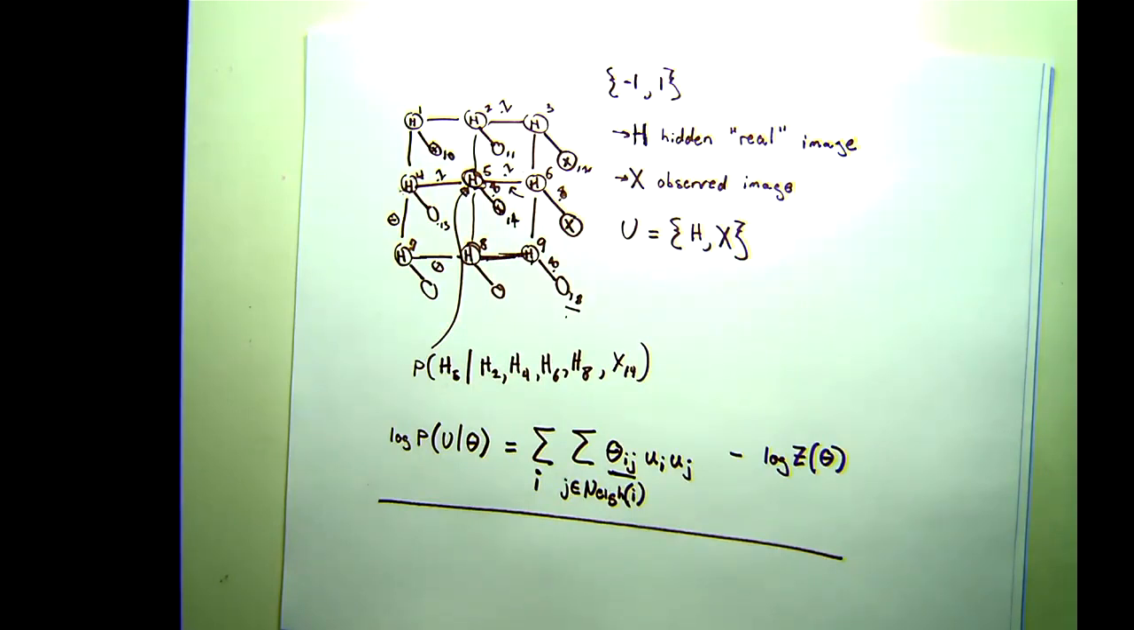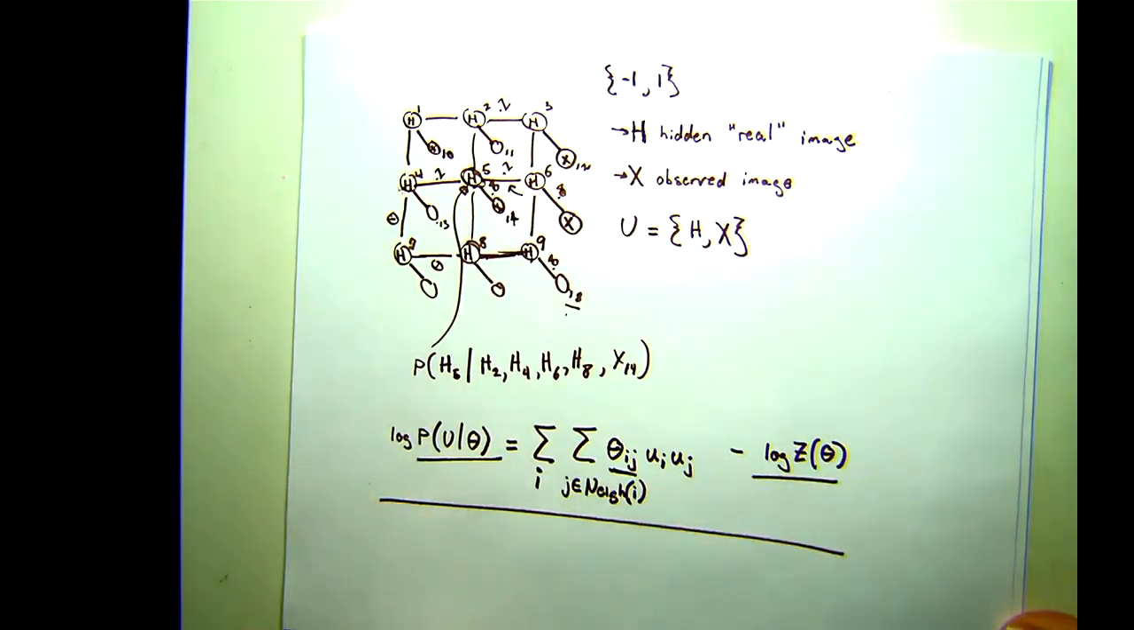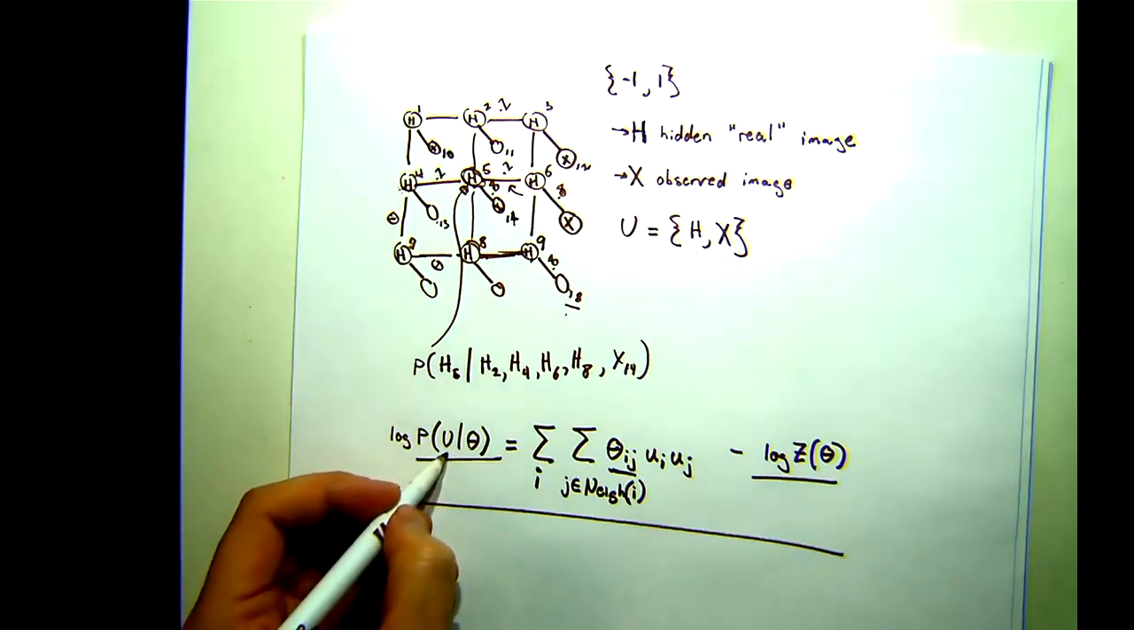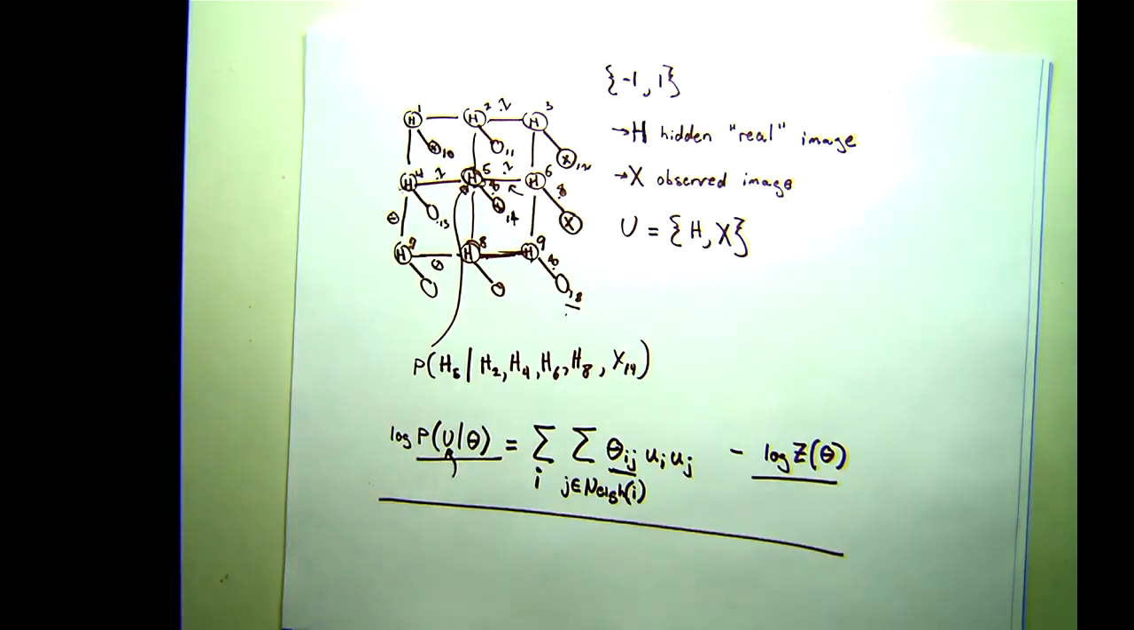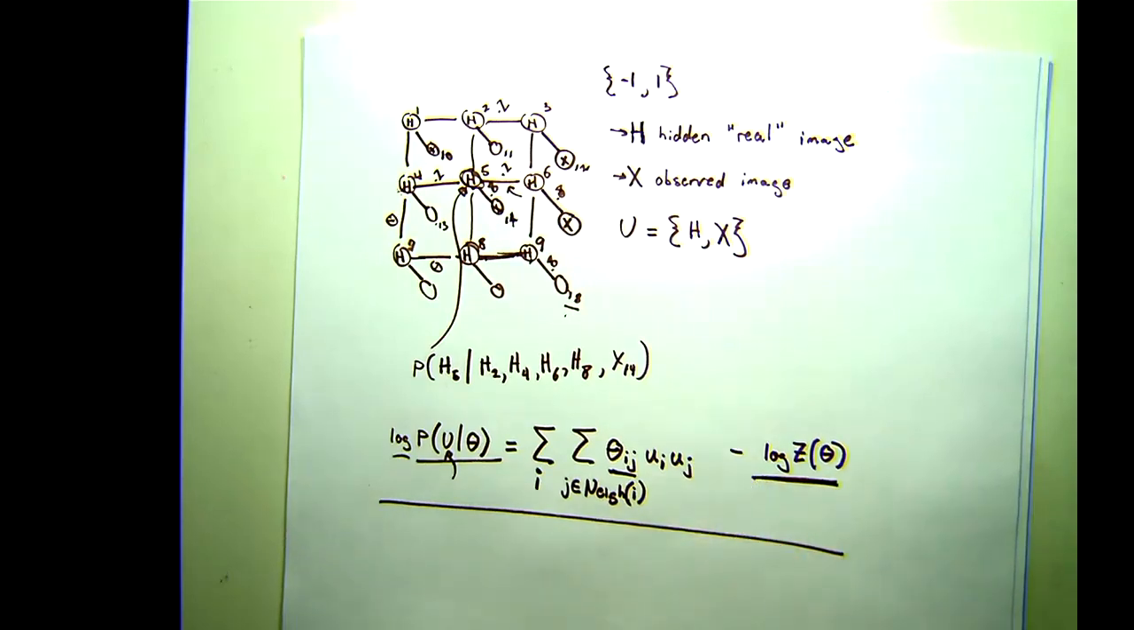The Z, I didn't mention that. This guy, remember these guys, this is a probability. So if we sum over all possible settings of U, it has to sum to 1. And because we're talking about a log here, we need a normalizing constant.